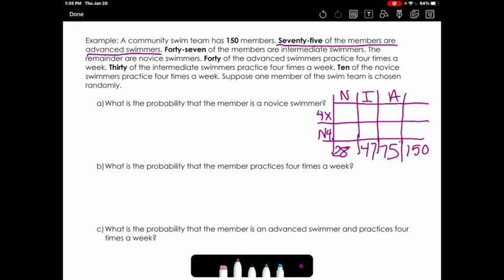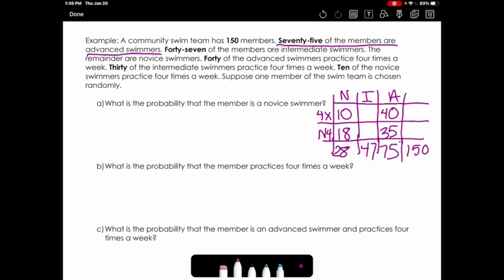Okay, now they go on to explain how many times a week some of these people are working out. 40 of the advanced swimmers practice 4 times a week. So in the advanced column with the 4 times a week, I'm going to put 40. Then it goes on to say 10 of the novice swimmers practice 4 times a week. So this would be 10, which would make the people in the novice group that do not practice 4 times a week 18.